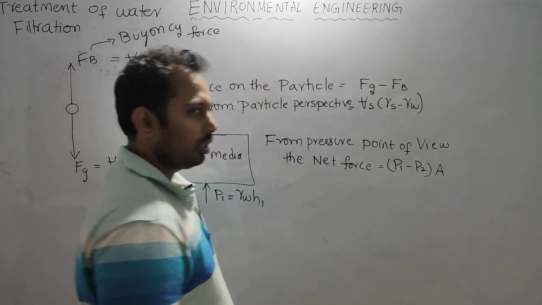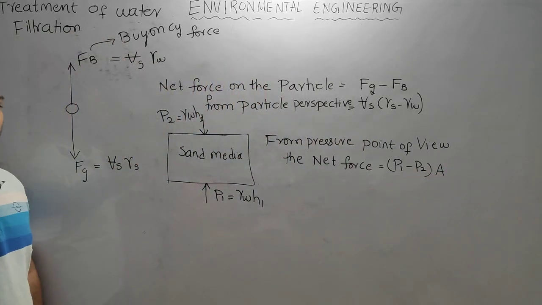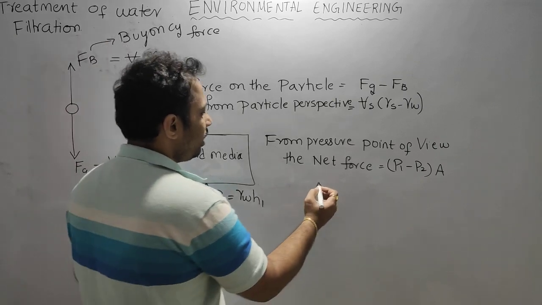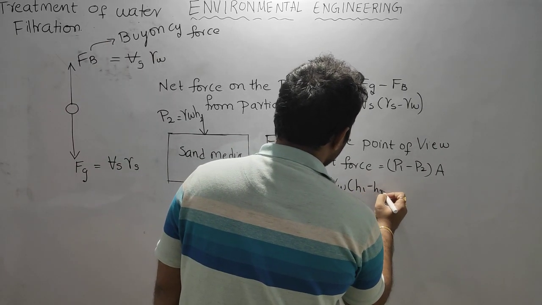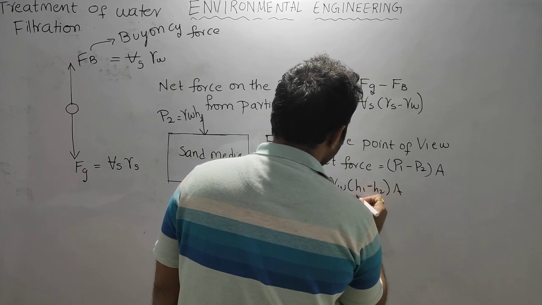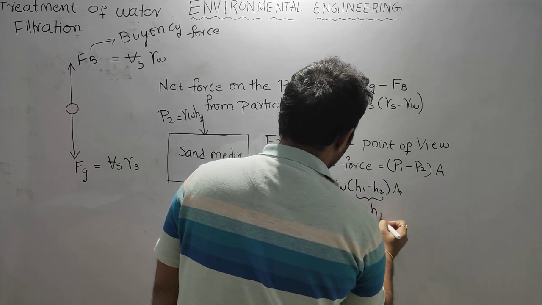Pressure is nothing but stress. So that is why we need to take it as P1 minus P2 into area. So that is equal to gamma W into H1 minus H2 into area. So H1 minus H2 is nothing but head loss.